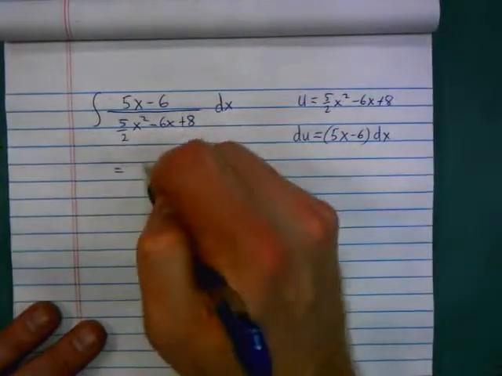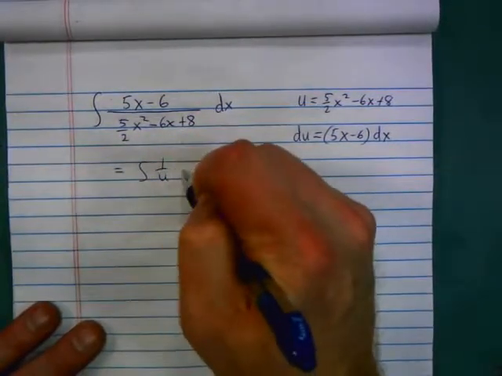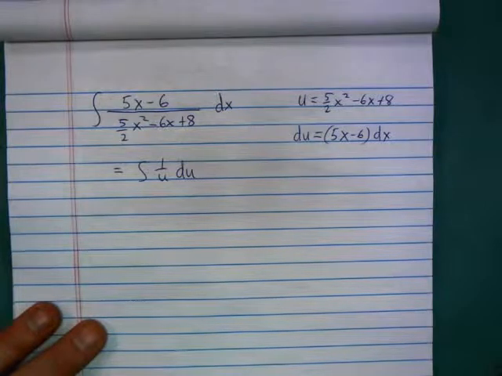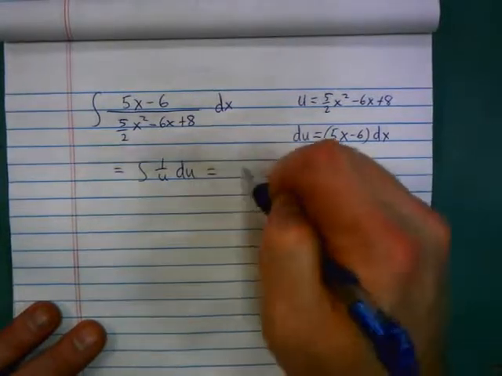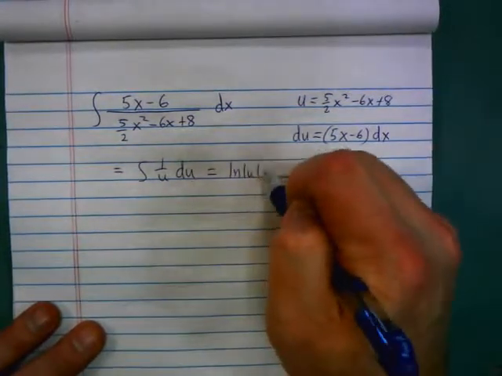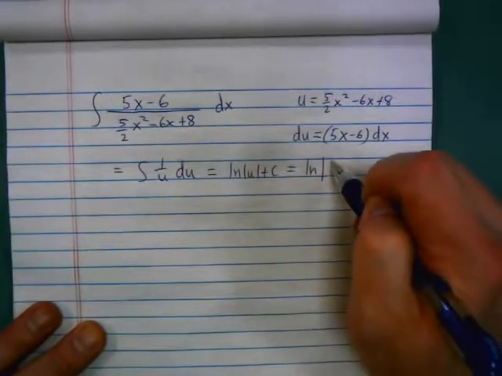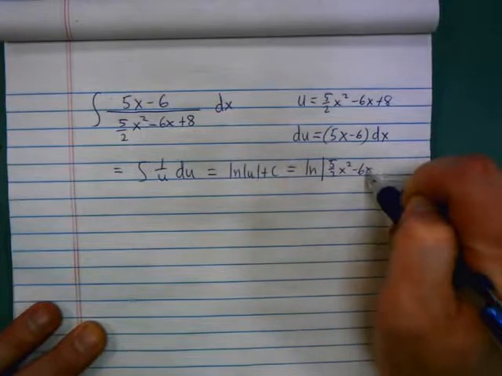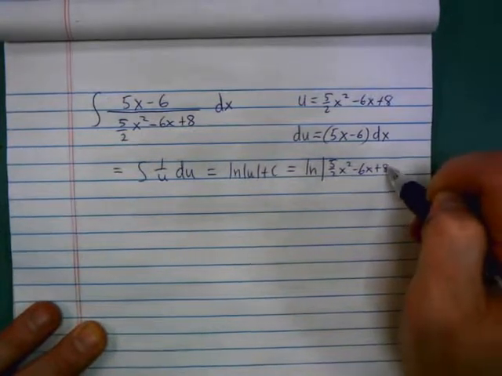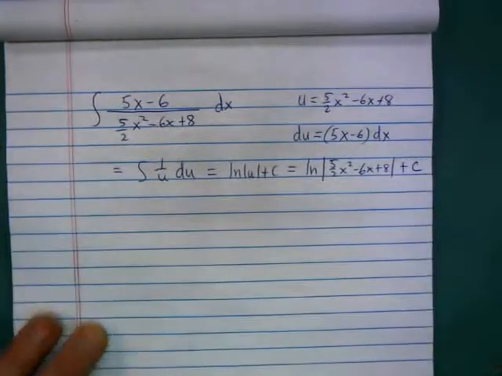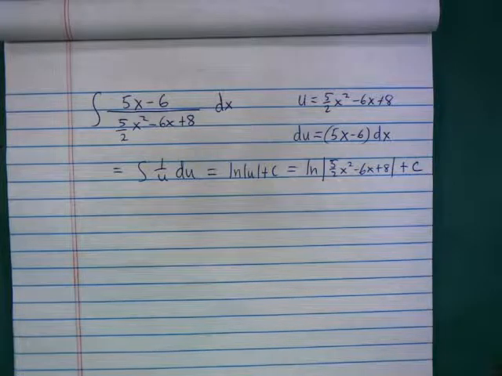So this simply becomes the antiderivative of 1 over u du. That's a nice one. So that's ln u plus c. Final answer, ln of absolute value 5 halves x squared minus 6x plus 8 plus c. Questions on that one?